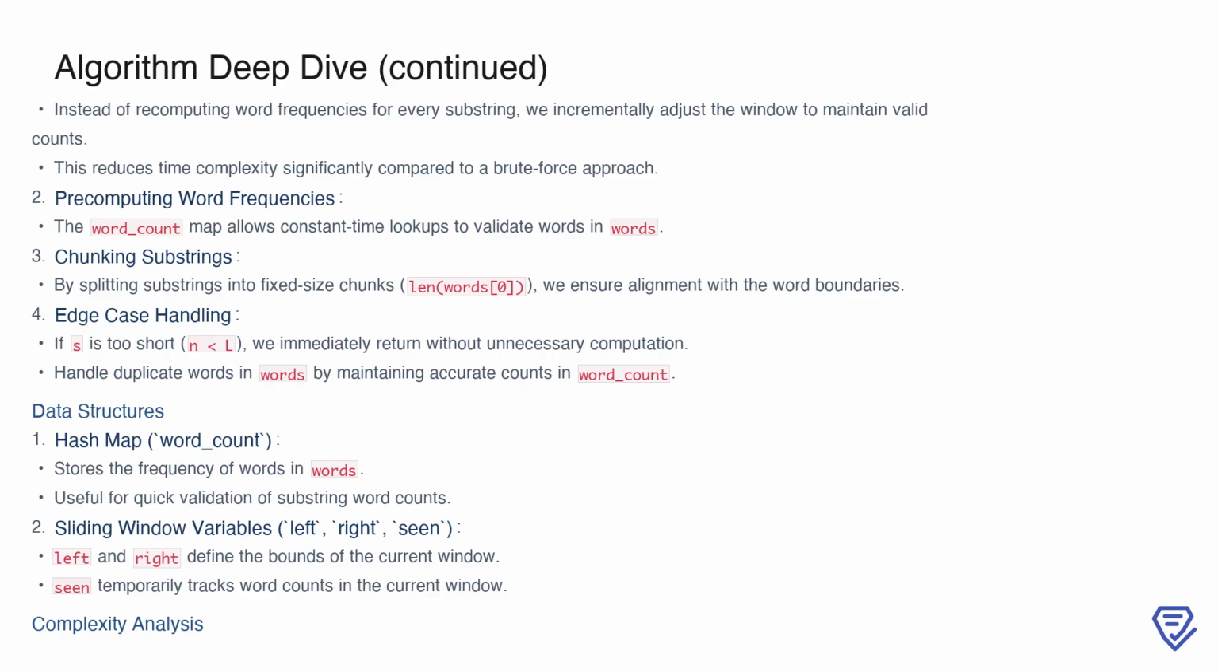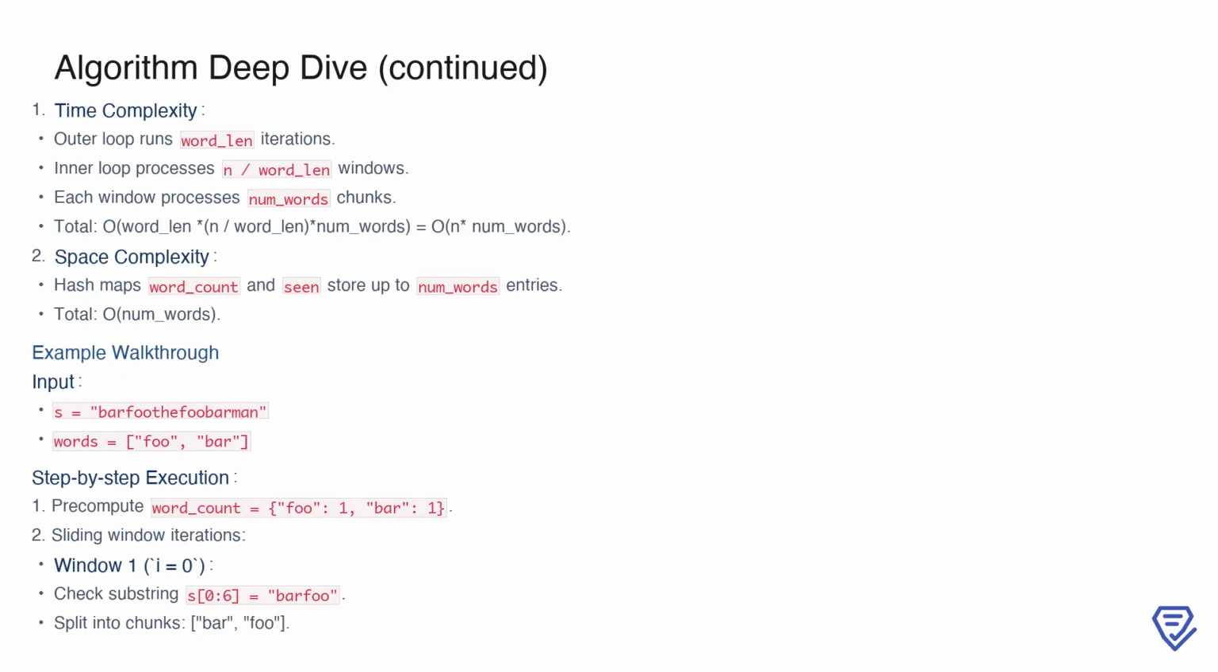The approach also accounts for duplicate words by maintaining accurate frequencies in word_count. These considerations make the algorithm robust and scalable for larger inputs. Let's analyze the complexity of the algorithm.